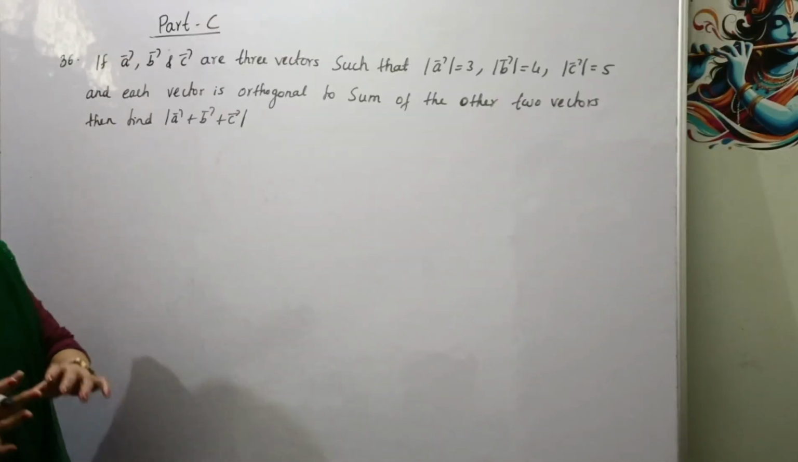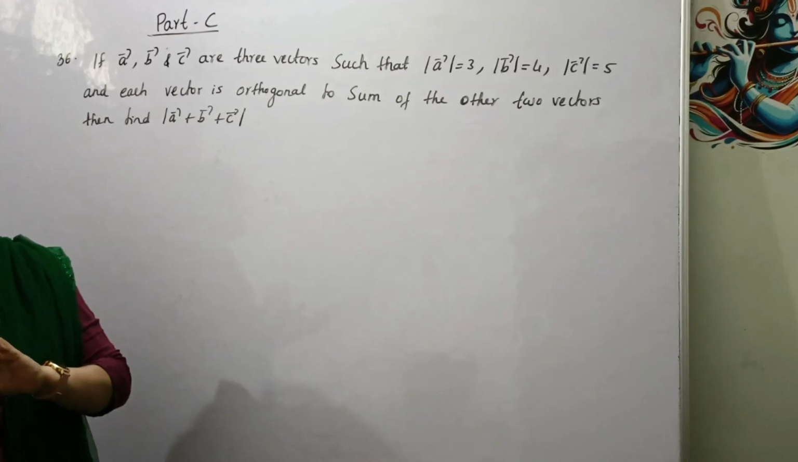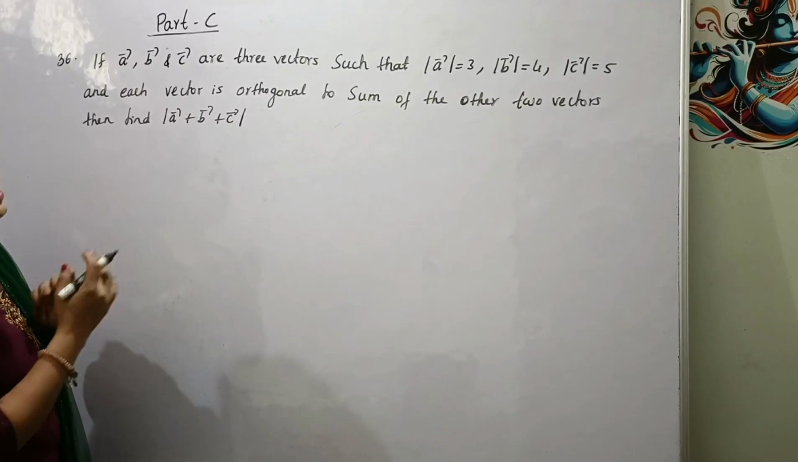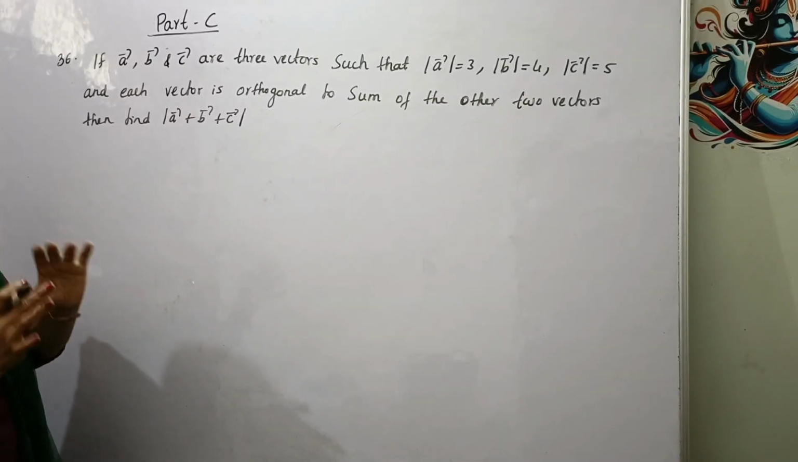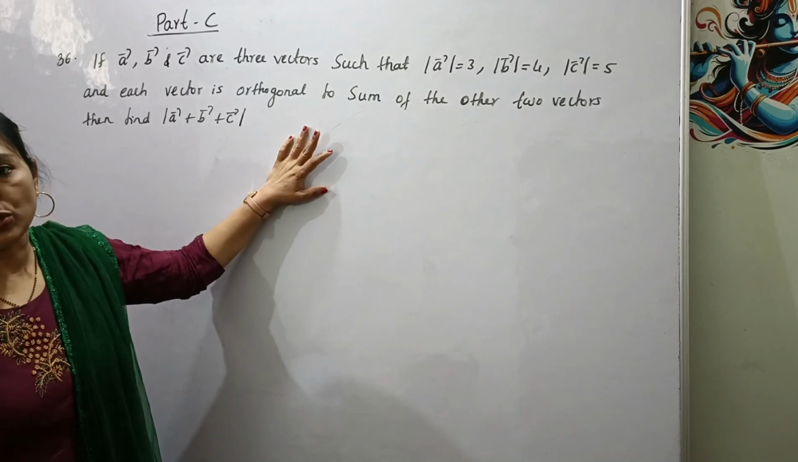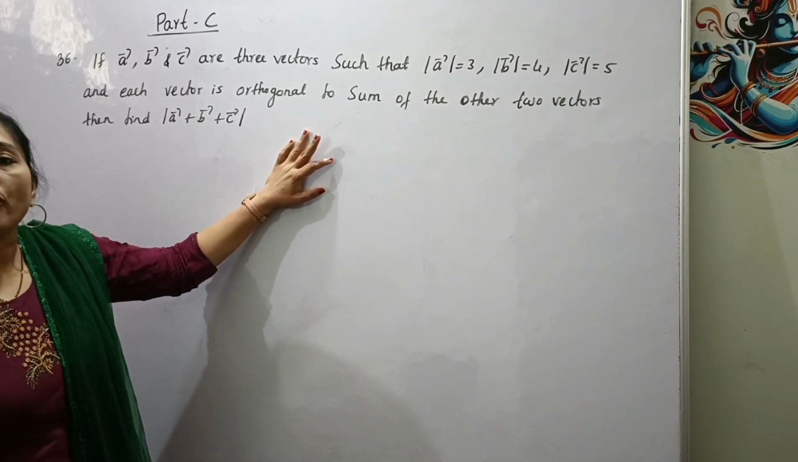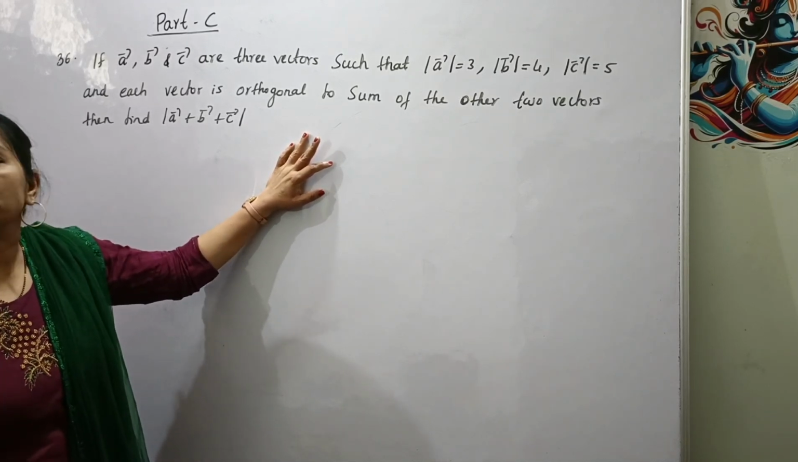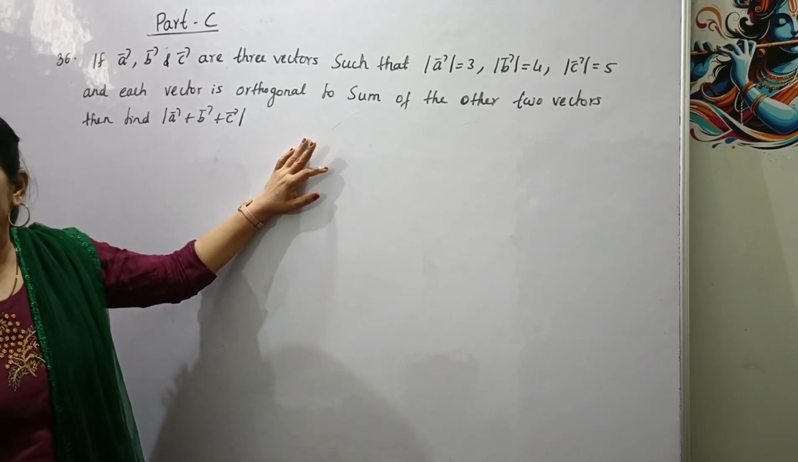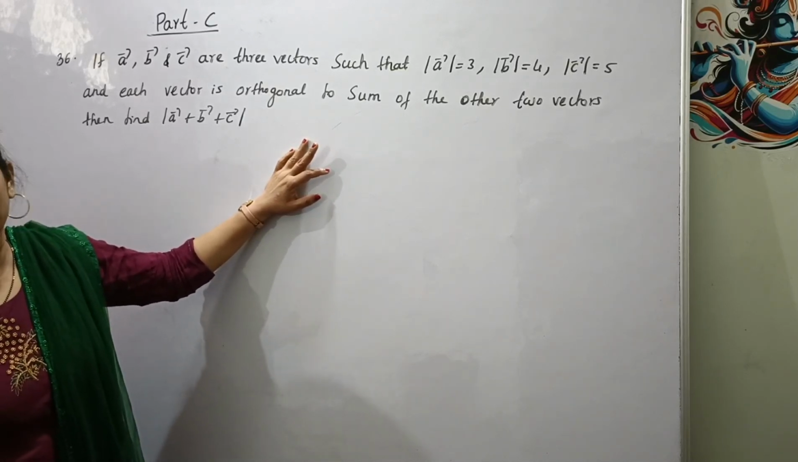And here, two vectors are orthogonal means two vectors are perpendicular to each other. So each vector is orthogonal to the sum of the other two vectors means each vector is perpendicular to the sum of the other two vectors. And we know that if two vectors are perpendicular, then their dot product is 0. That is, vector A dot vector B is equal to 0 if A and B are perpendicular.